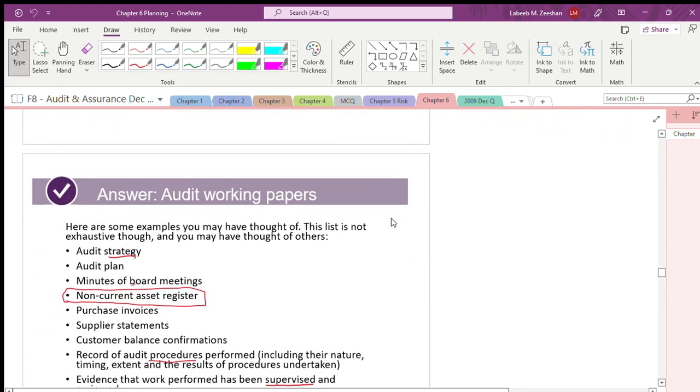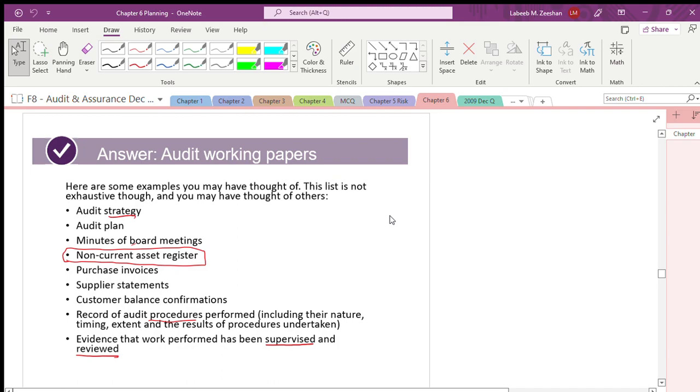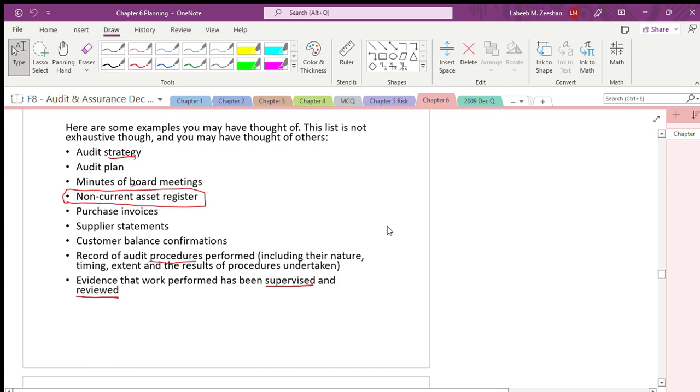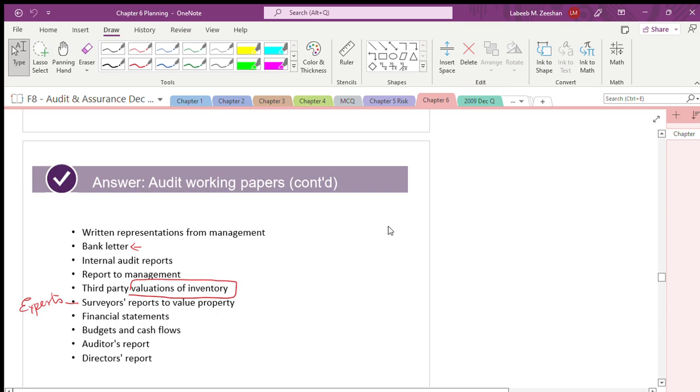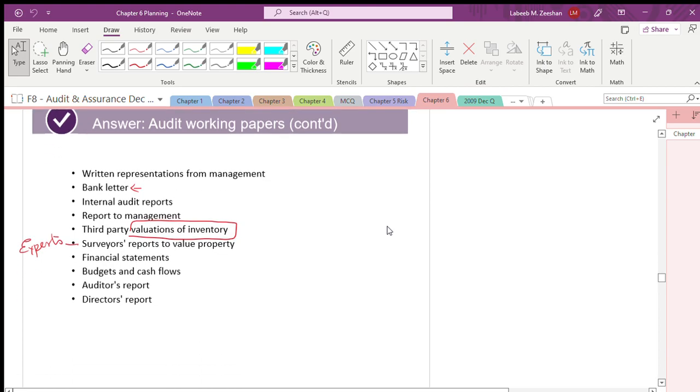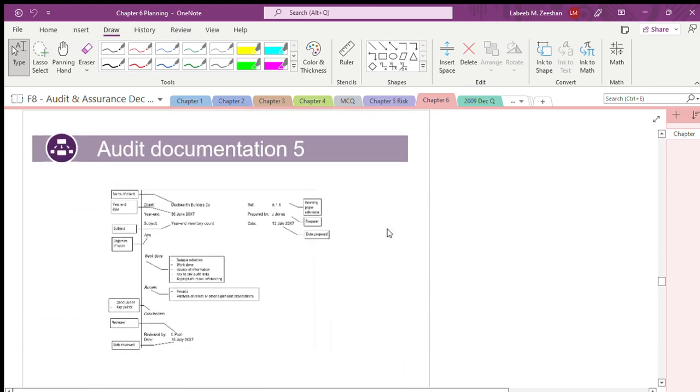And our audit working papers, I asked you, is it right? What will be there in the working papers? Audit strategy, audit plan, minutes, non-current asset register, purchase invoices, supplier statements. Is it right? Please look into this. Next, audit working papers: written representations, internal audit, third party confirmations, bank letter. Is it right? All this will be there in the audit documentation.